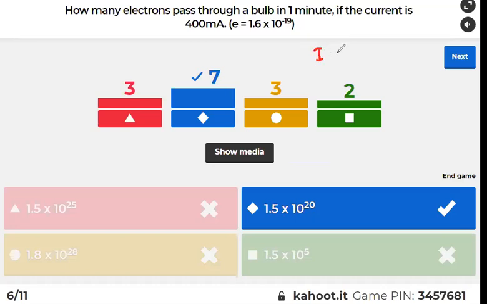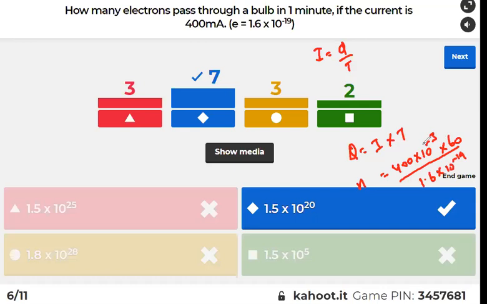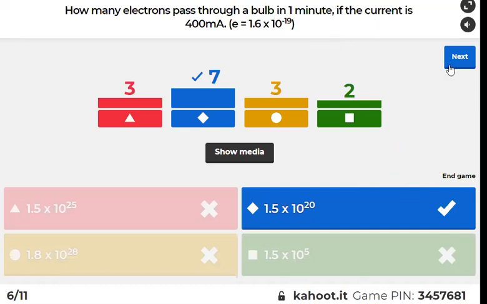So we know I is equal to Q by T. Right? Simple. So Q is equal to I into T. I was what? 400 into 10 to the power minus 6. And T was 60 seconds, right? So this is equal to what? Then N is equal to this divided by the charge of electron, which is 1.6 into 10 to the power minus 19. Calculate this, you will get the answer. Okay? Next.